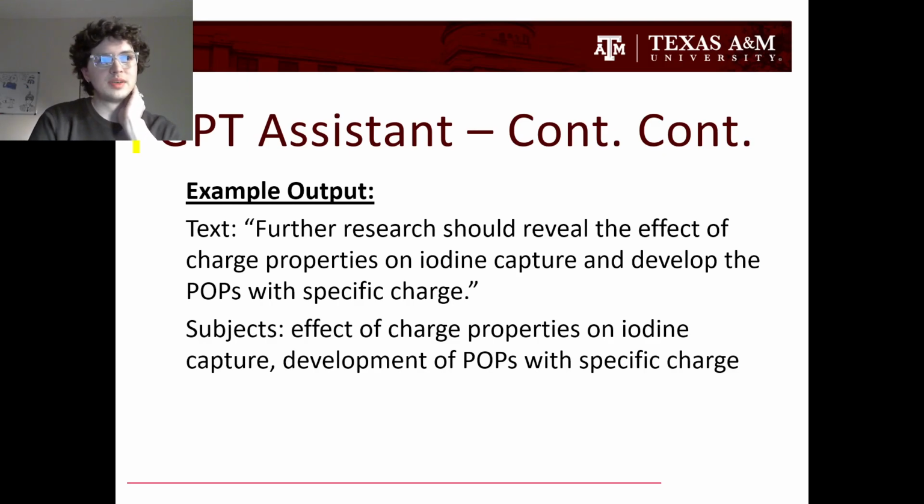So, an example output. I grabbed this randomly from my little data set. "Further research should reveal blah, blah, blah, blah, blah," and then it gives the subjects, and then the subjects get returned as the effects of charge properties on iodine capture, development of POPs with specific charge, and that goes on for all of the data points that were positive.